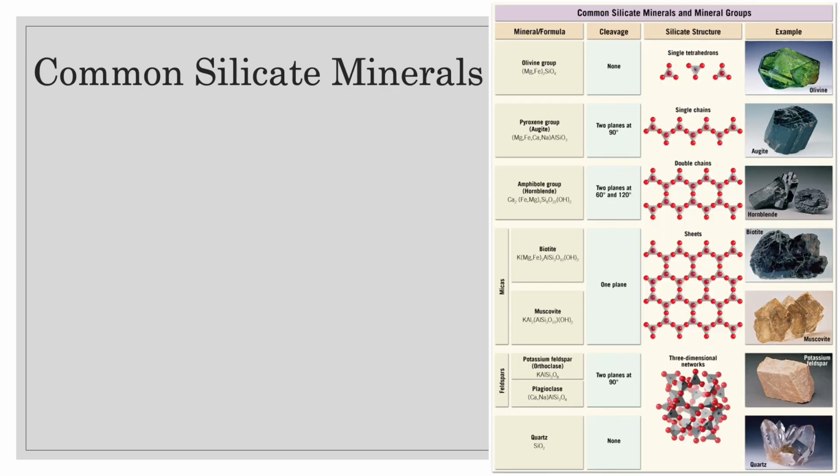So this just shows a number of common silicate minerals and the type of silicate structure that forms them. On the top here, you can see olivine is an example of a silicate mineral that has the single tetrahedron structure. Pyroxene is an example of a silicate mineral that has the single chain structure, and so on and so on. I encourage you to read into this a little bit more in your text.